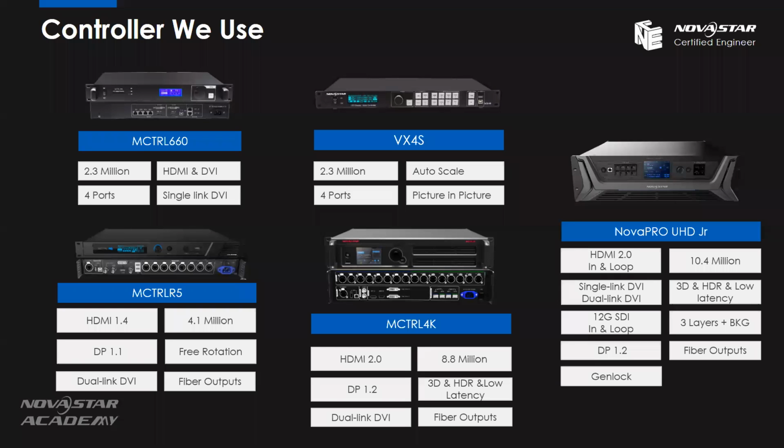4096 by 2160. If you multiply these two numbers, the total resolution will be around 8.8 million pixels. But for the Nova Pro UHD Junior, we can make full use of the output ports. Each output port is 650,000 pixels, and we can use 16 times this value, because the Nova Pro UHD Junior is also a video processor, so we can scale the video source input to the full screen to make our screen show every pixel of the image. And it also supports the fiber output ports.